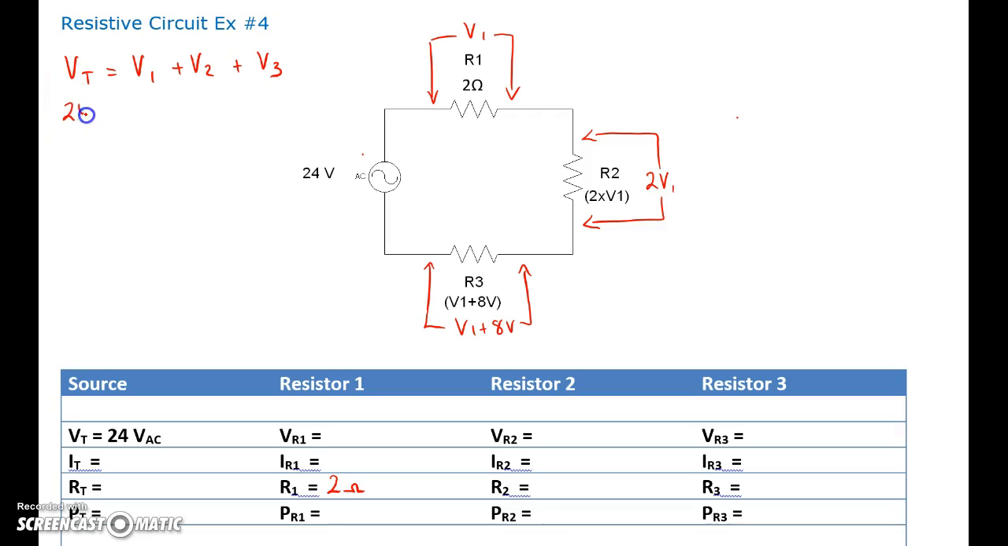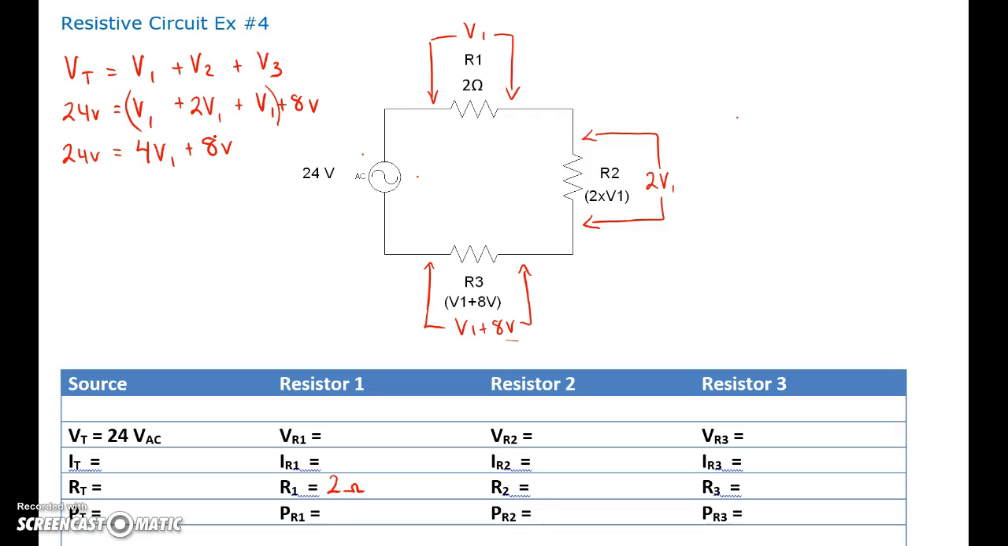We know that our total voltage is 24 volts. We know that everything given is in terms of V1. V2 is actually 2 times the first voltage. And then V3 is V1 plus another 8 volts. Okay, excellent. Now we've got everything in terms of V1. And if we put some brackets around those guys, we can see that we can add those guys up. So now we can do 24 volts is equal to 1V1, 3V1, 4 times the first voltage, plus another 8 volts. Getting close now. We're almost at V1 now.